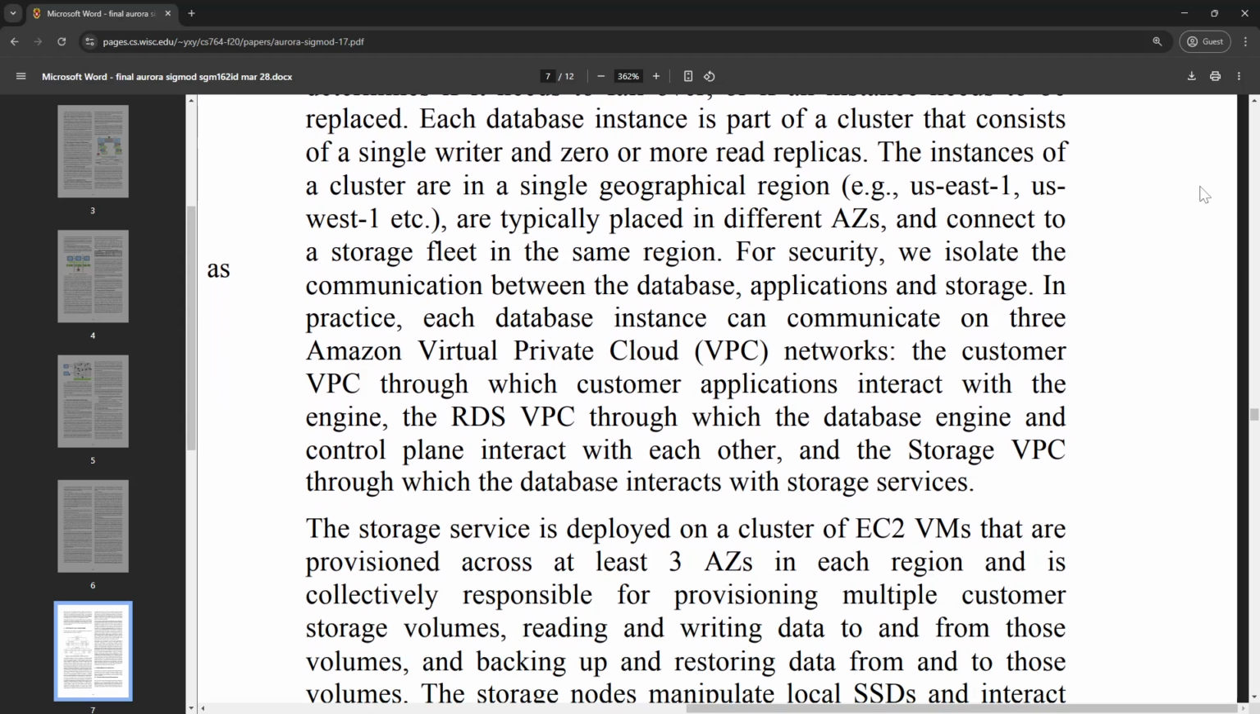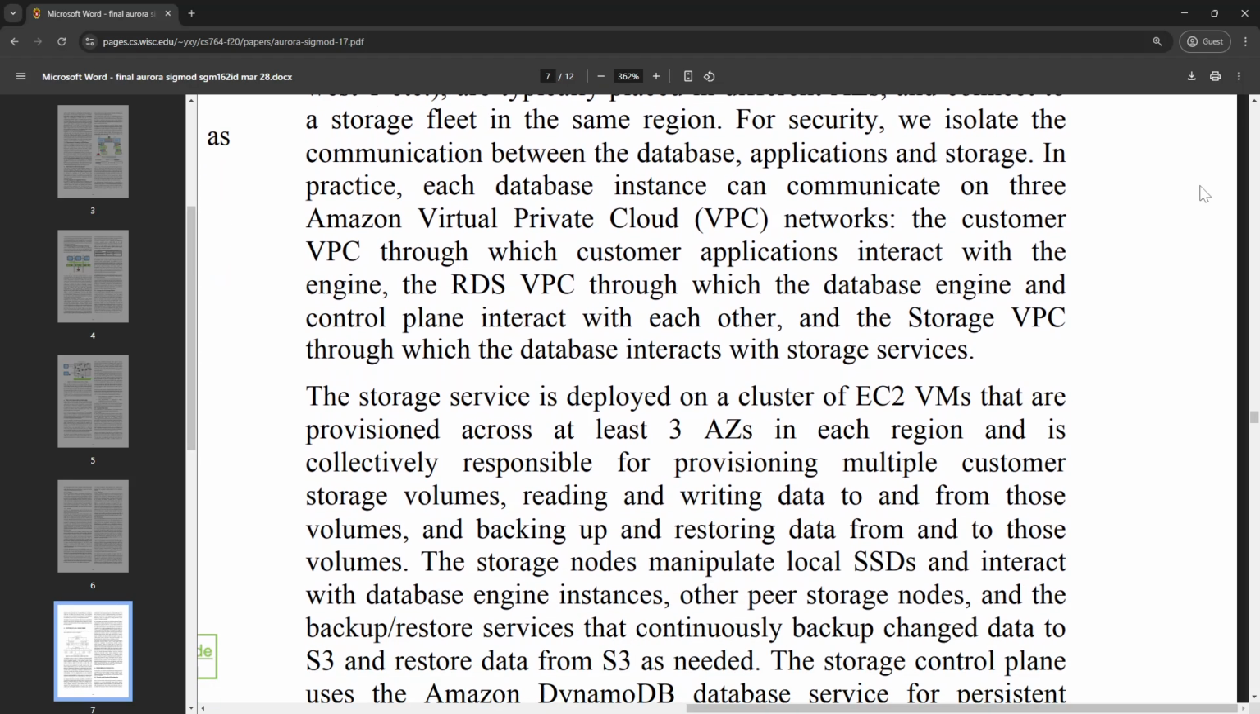For security, we isolate the communication between the database, applications, and storage. In practice, each database instance can communicate on three Amazon VPC networks: the Customer VPC, through which customer applications interact with the engine, the RDS VPC, through which the database engine and control plane interact with each other, and the storage VPC, through which the database interacts with storage services.